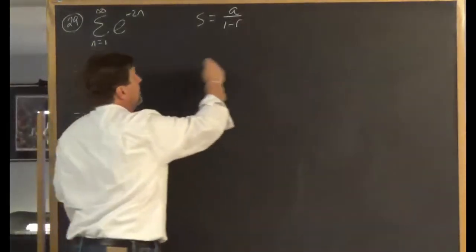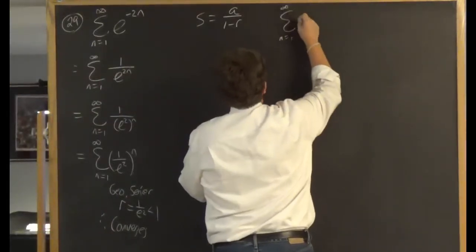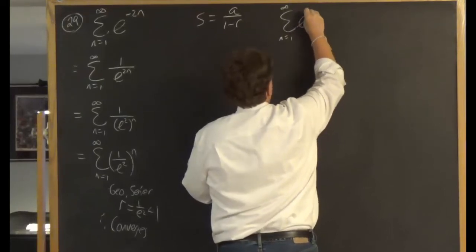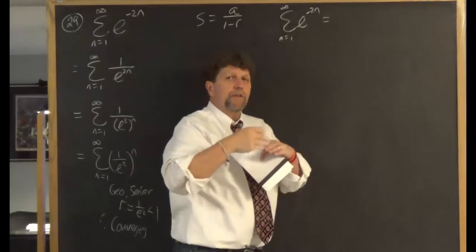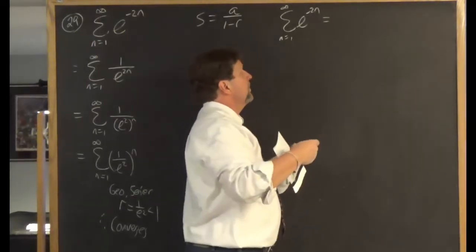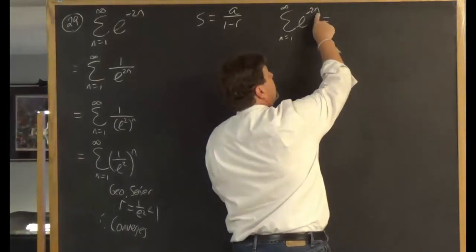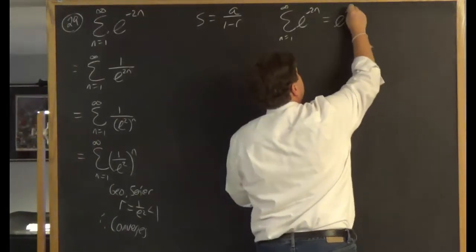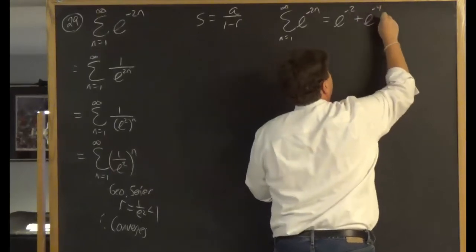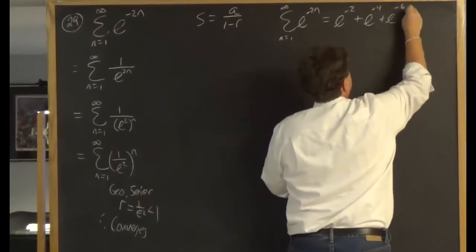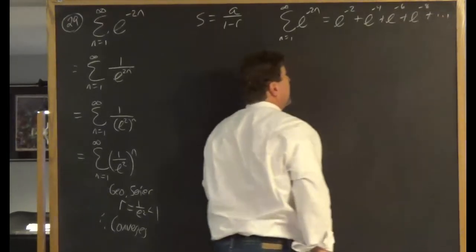Let me write down over here the original series. Let's list some of the first few terms of this series. So the first term would be e to the negative 2 times 1, which is e to the negative second. And for n equals 2, I'd have e to the negative fourth, e to the negative 6, e to the negative 8, and so on.